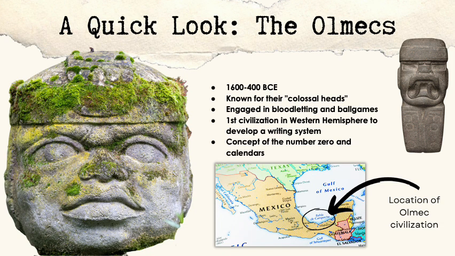The Olmecs are also the very first civilization in the Western Hemisphere to develop a writing system. The mathematical concept of the number 0 was devised by the Olmecs, and the calendar system they used is remarkably similar to both Aztec and Maya calendar systems. The reason for the decline and disappearance of the Olmecs is still somewhat mysterious, as it is with the Maya civilization.